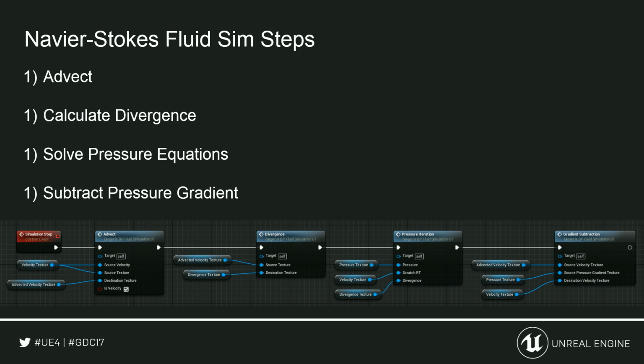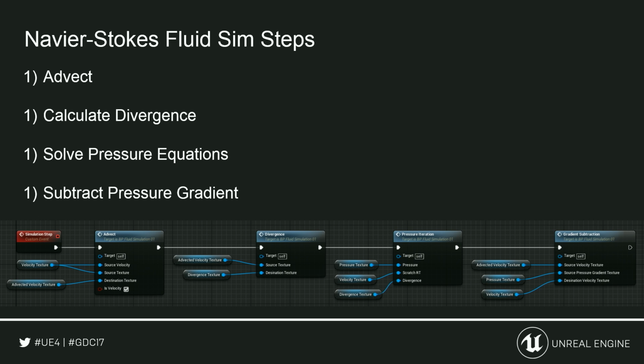Like in the beginning, advect, then divergence. Notice that at the end of advect, we return the advected velocity texture. For divergence, we read the advected velocity texture, but we're writing to a divergence texture. And then in the next step, for the pressure iterations, we're writing to a pressure texture, and we're using the divergence texture from the previous step. So at each step, we're chaining together these render targets.